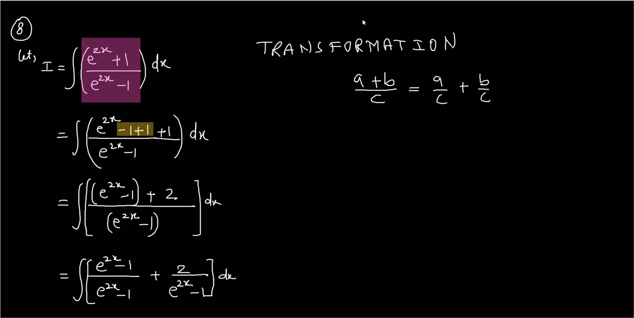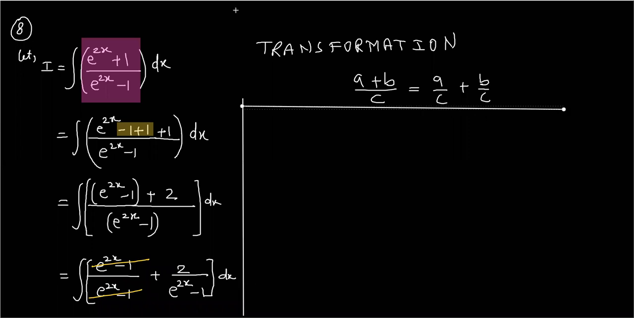Now what will happen, students, here? This will cancel. See, this cancels with this. So then I get here I equals to integral 1 plus this. Okay, integral 1 plus 2 upon e raised to 2x minus 1 dx. Now see, students, this is something we are getting for the first time.